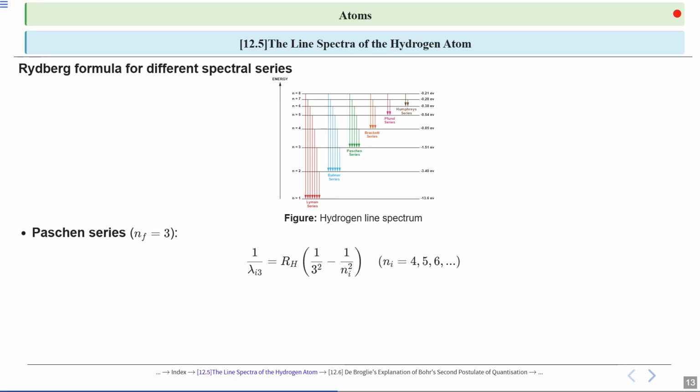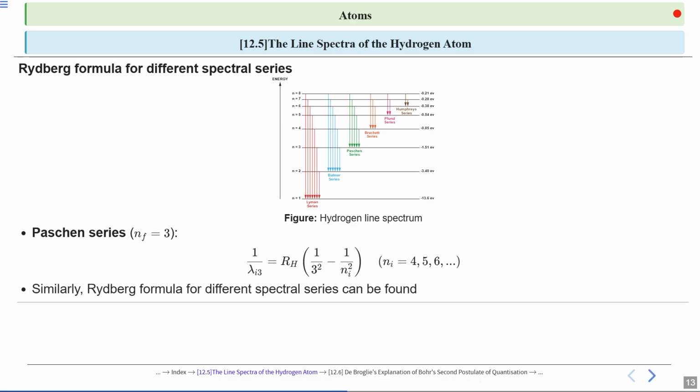The Rydberg formula for the Paschen series is written as 1 upon lambda equals RH times (1 upon 3 squared minus 1 upon ni squared), where ni is 4, 5, 6 and so on for the Paschen series. Here lambda is the wavelength of the emitted light, RH is the Rydberg constant and ni is the initial energy level. As ni increases, the wavelength gets shorter.